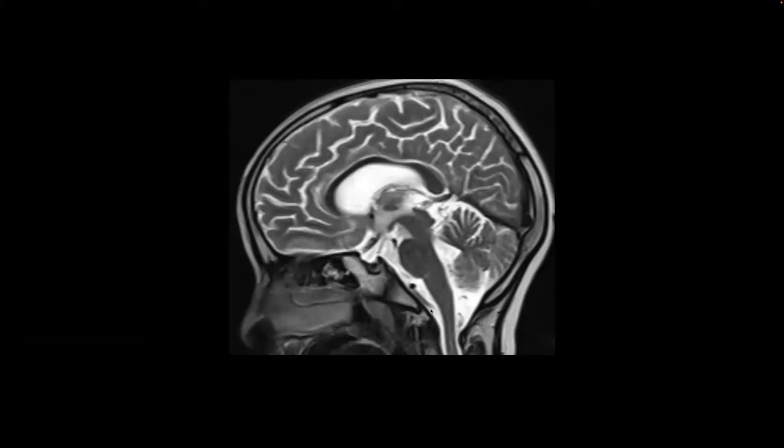I have a sagittal midline image, again demonstrating the atrophic changes in the corpus callosum, the vermis, and the supratentorial structures.